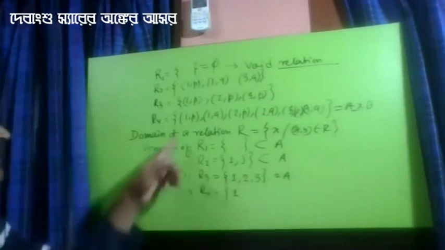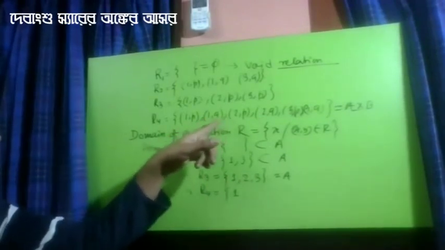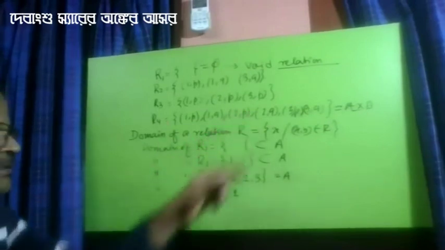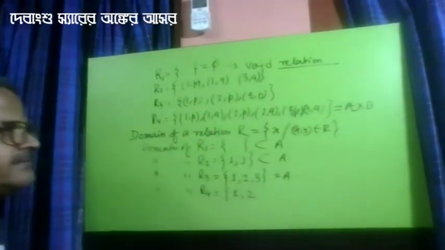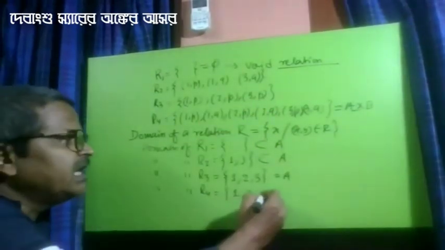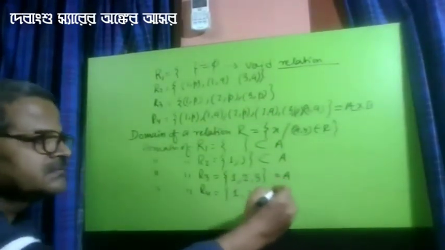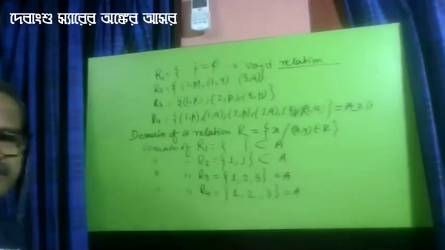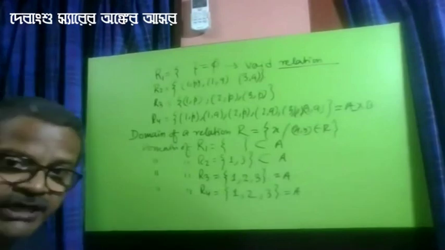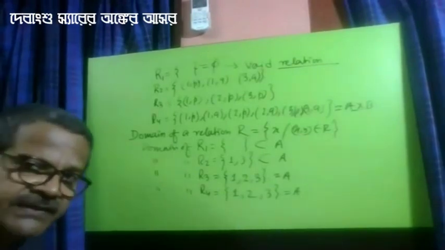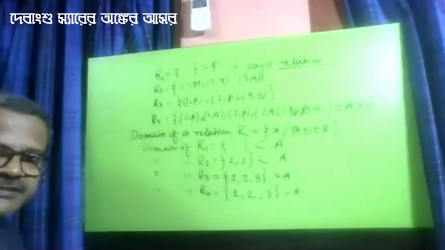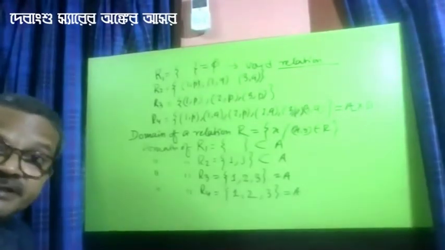Domain of R4. Now see, 1P is there. 1Q, 1 is taken. 2P is there. So 2 is here. 2Q is there, 2 is already written. And 3. That is equal to A. So finding the domain when a relation is given is a very tough process. Is it?